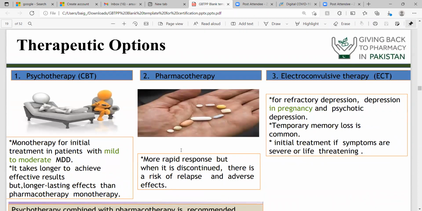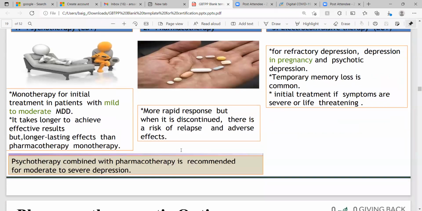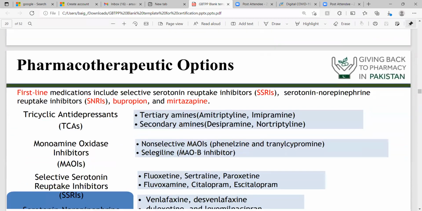Different treatment options that are available are psychotherapy. We normally start treating patients with psychotherapy, and if it is not working, then we go for pharmacological therapies that I'm going to discuss. And the last resort is electroconvulsive therapy, which is reserved for refractory depression. In this type of treatment, temporary memory loss is common. And we start this treatment when the symptoms are severe or life-threatening.